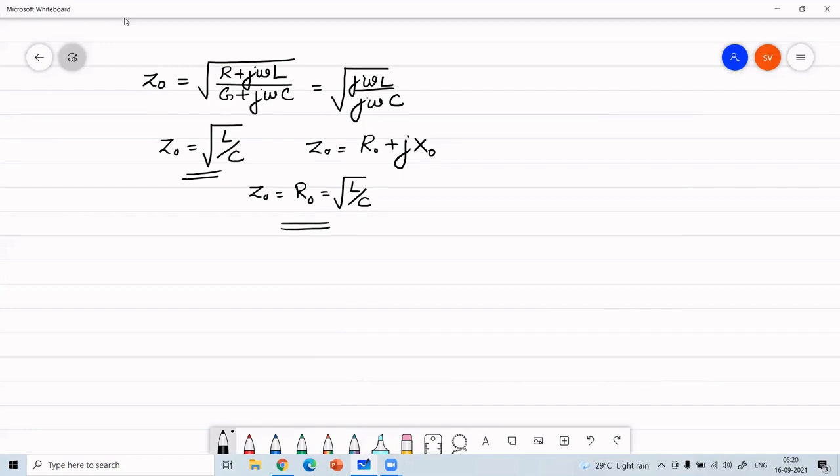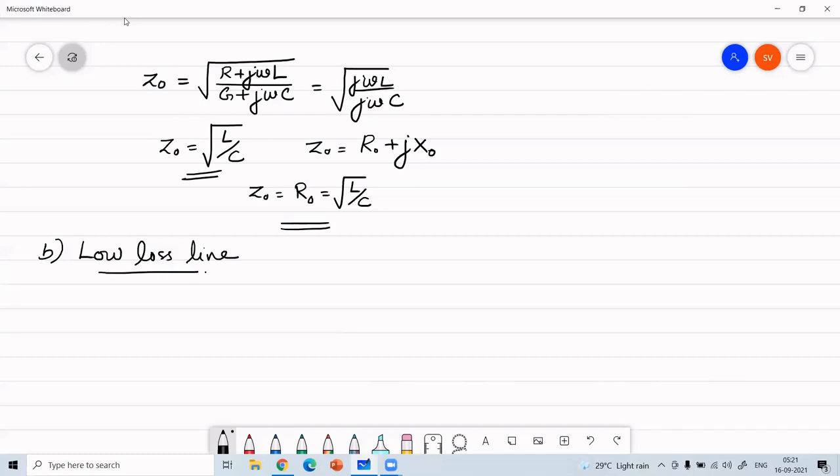Now let us see the second case, that is low loss line. Low loss line means there is a loss, but the loss is minimum. So in the case of lossless line, we will say that the resistance is 0 and the shunt conductance is 0. But in low loss lines, these elements should be small. It should not be 0. If it is 0, it will be a lossless line.